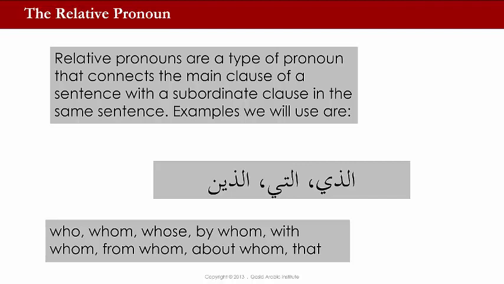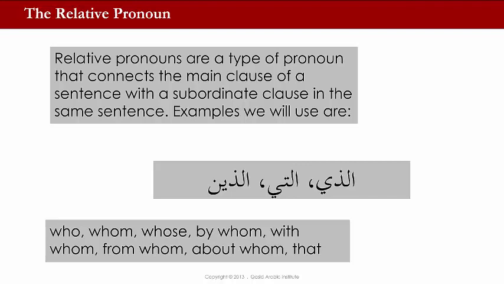These can be translated into English in a number of ways, such as who, whom, whose, by whom, with whom, from whom, about whom, that, etc. There are a number of ways to translate alladhi, allati, and alladhina into English. The way we translate these into English will depend on how they are used in the sentence, in the main clause, connecting to the subordinate clause.